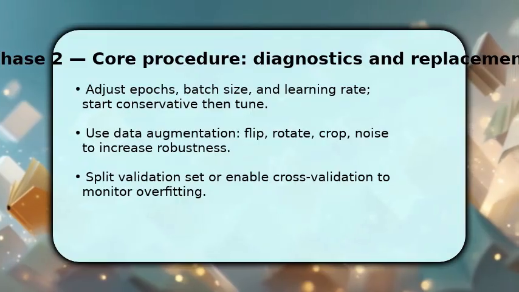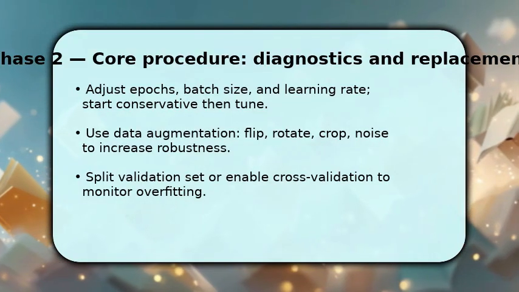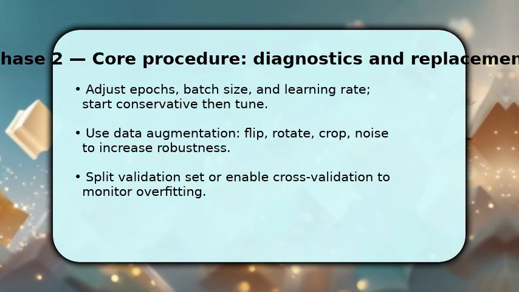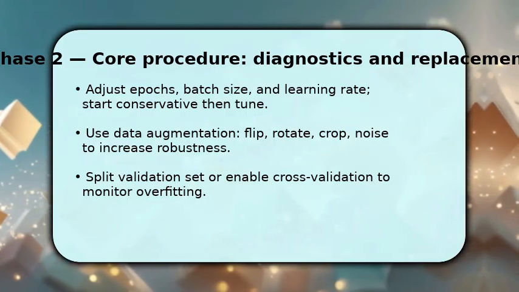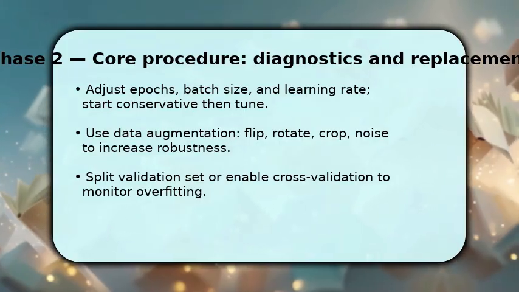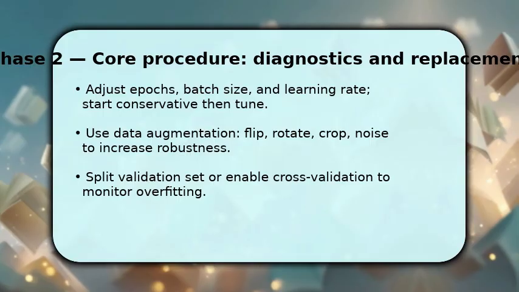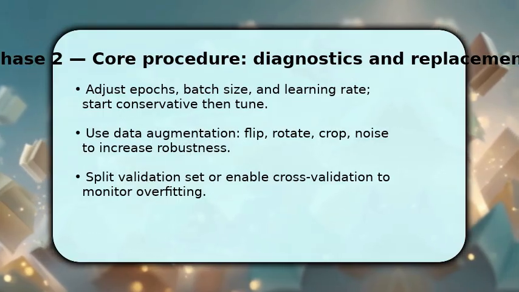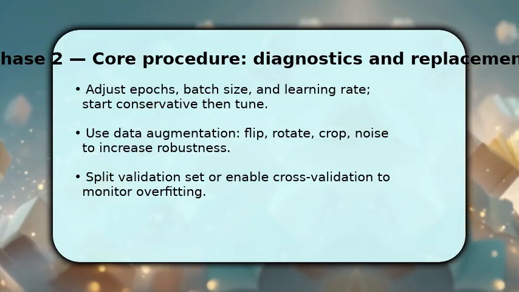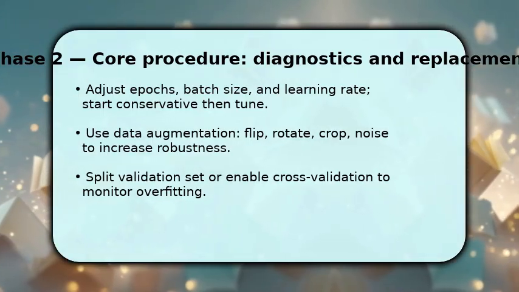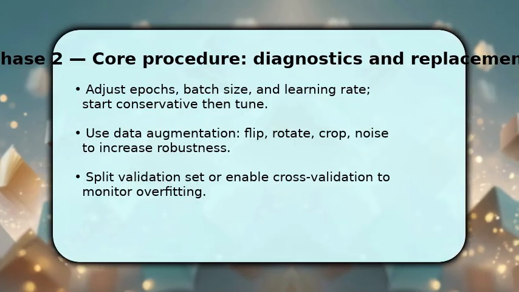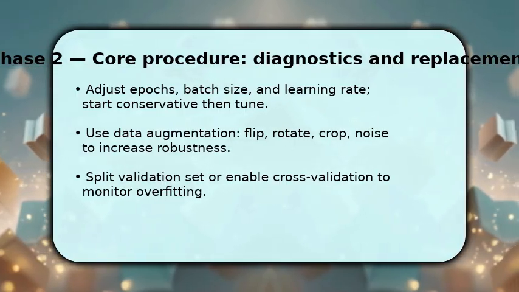Now you configure training parameters and augment data to improve generalization. Set epochs and batch size modestly, train a baseline, then increase complexity if accuracy stalls, and tweak the learning rate carefully to avoid divergence. Apply augmentation like horizontal flip, rotation, small crops, or noise so the model sees realistic variations. Also create a validation split or enable cross-validation to monitor overfitting. If validation accuracy drops, decrease epochs, or add augmentation. These steps let you optimize performance without wasting compute.